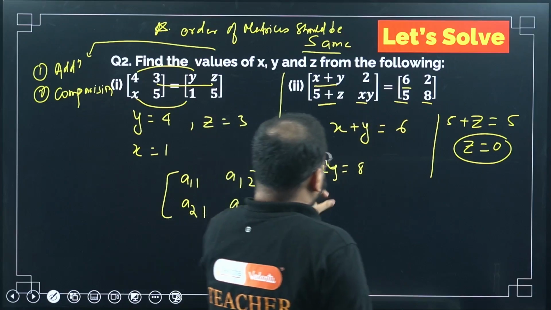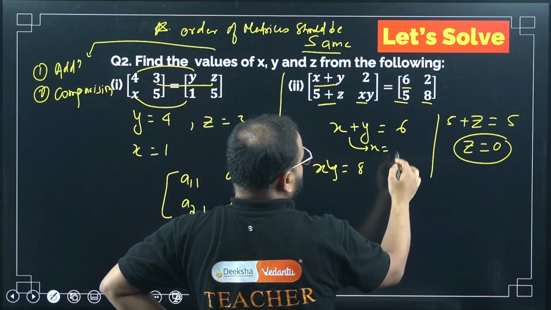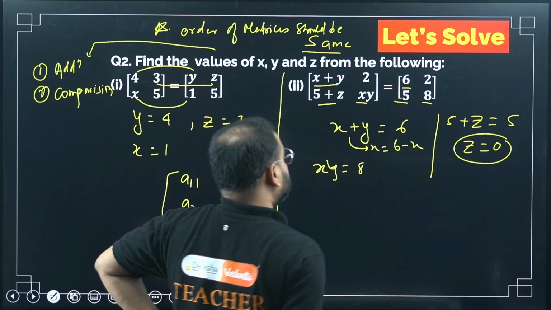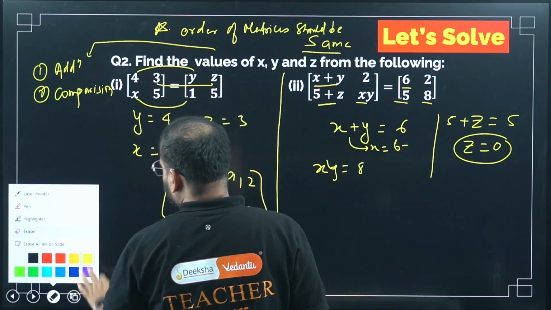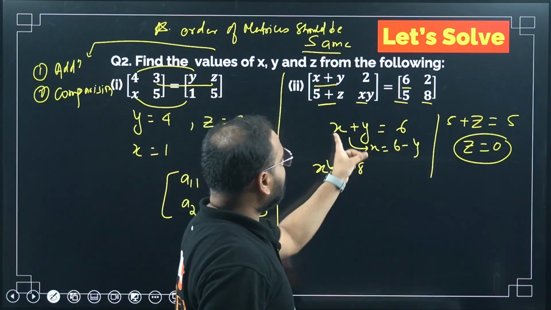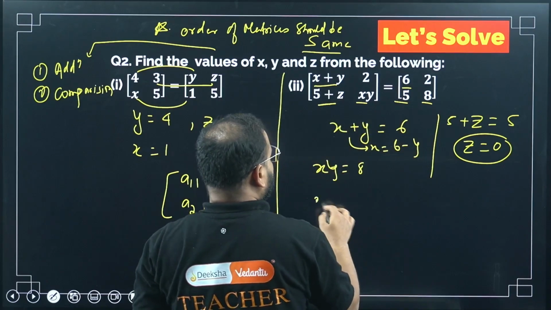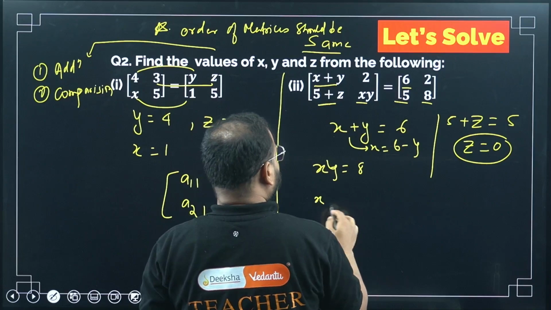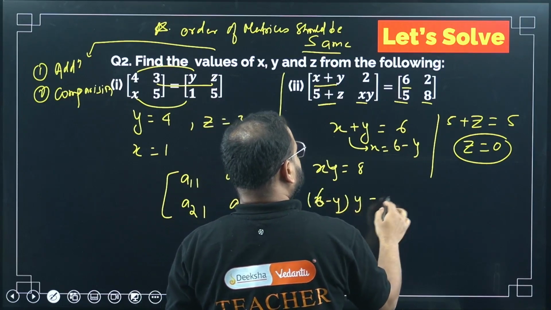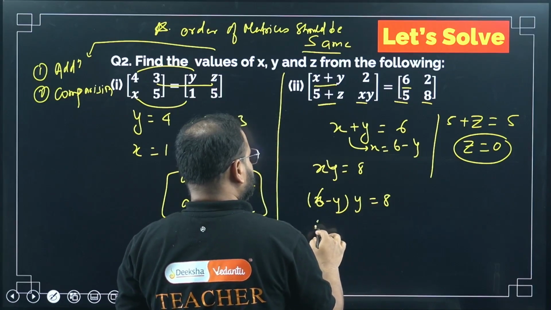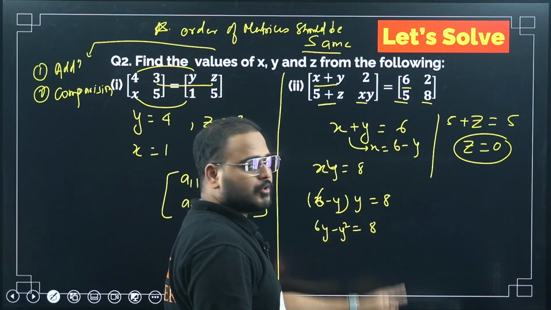So what is my x value from here? x will be 6 minus y. Sorry, 6 minus y, not x, forgive me. I'm taking x as it is and y I'm taking to that side, so 6 minus y. And from here, y will be as it is. What am I going to get? 6y minus y square equals 8.